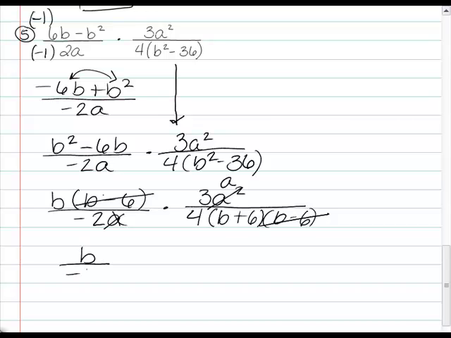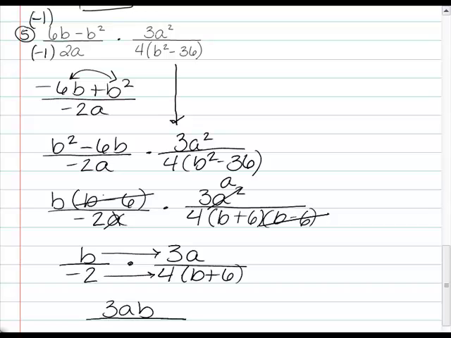So we've got b over negative 2 times 3a over 4 times b plus 6. If we multiply straight across on the top, we're going to have 3ab. On the bottom, we're going to have negative 8 times b plus 6. And again, just like the other problem, we don't ever want to have a negative on the bottom, so we want to move that negative up to the top. And our final answer would be negative 3ab over 8 times b plus 6.